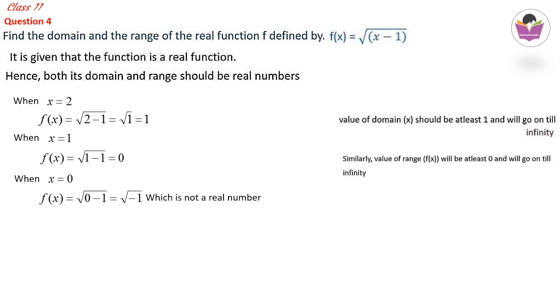And the range of f of x will be at least 0 and will go on till infinity. When I give 1 as input, that means when my domain is 1, my range is 0. So this is the minimum domain value, and this must be the minimum range as well. So 0 and above 0, any number up to infinity, is our range.